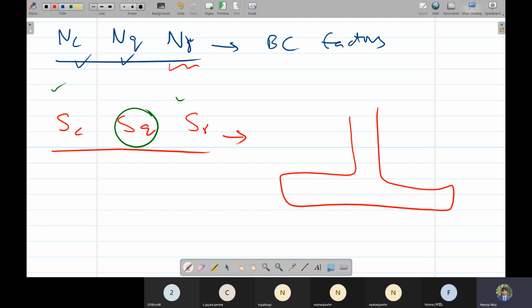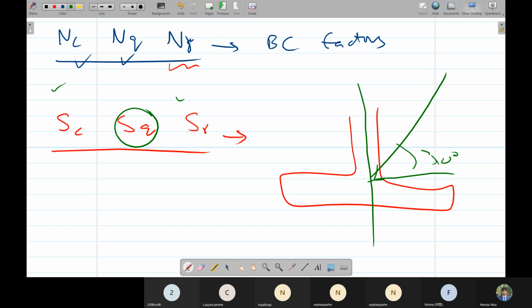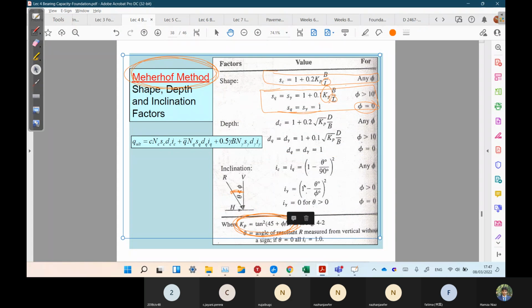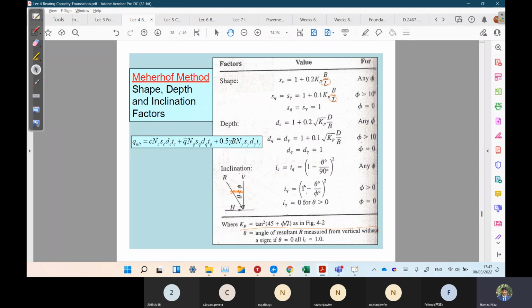For example, if the footing is given like this, and this is the center line of footing, we are saying the load is applied at, for example, 30 degrees to the horizontal. So we have to take theta equal to 60 degrees, the angle with the vertical. For inclination factors, we always have to take the angle with the vertical. So load with the vertical. We've also shown this here. This is the theta, the angle of the resultant from the vertical. Just remember it is from vertical.